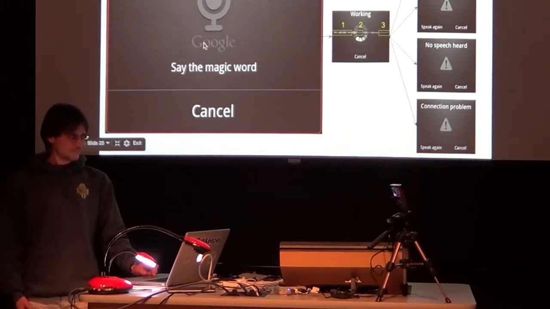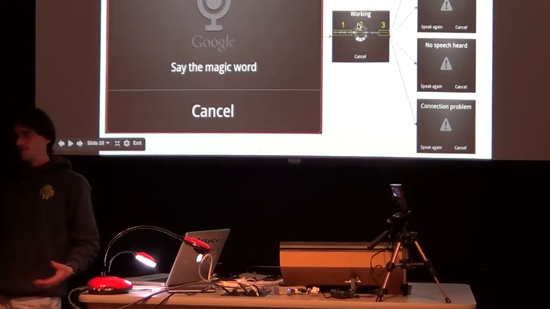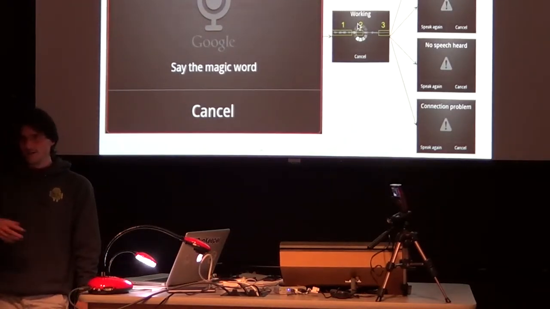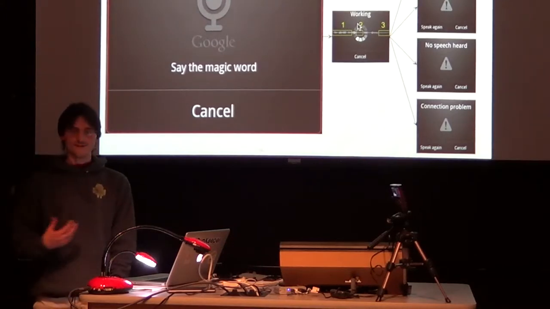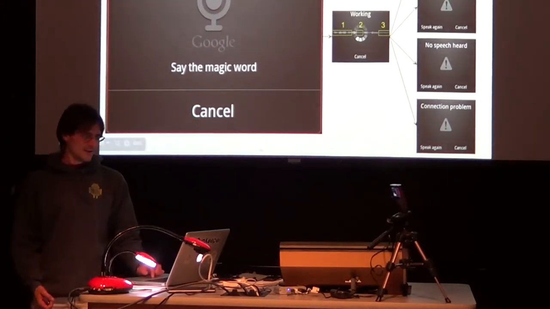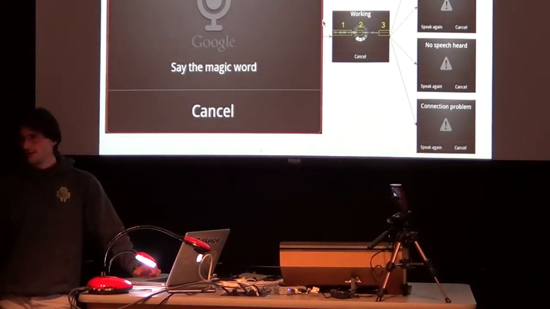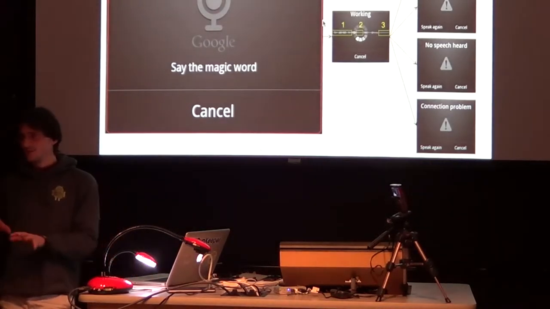So there's a prompt, and then after the user speaks, it goes into a working state where the recorded audio is going back to Google servers, and then it comes back with a list of possible things you might have said, or one of these three error conditions. And it's nice, this process allows them to retry. This says speak again. Retry it. Even the beeps are there to give almost a hands-free, eyes-free experience.